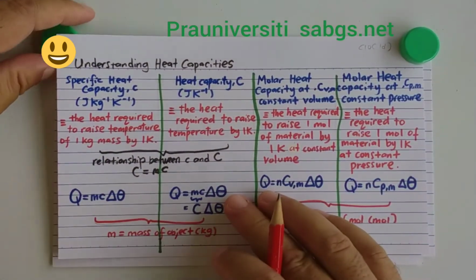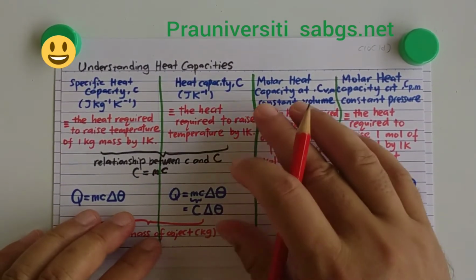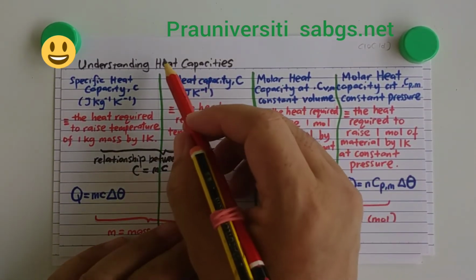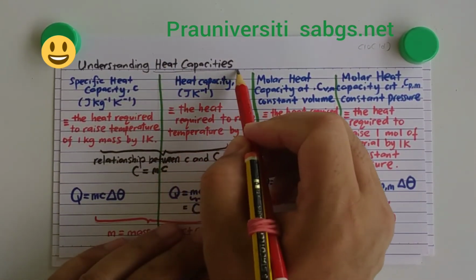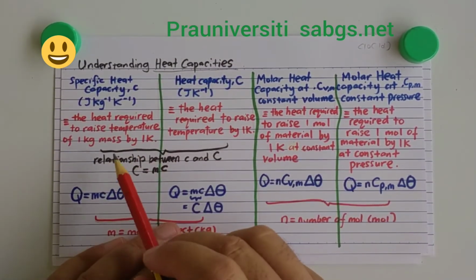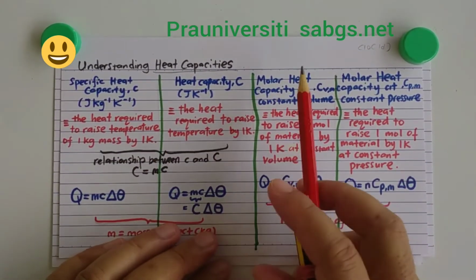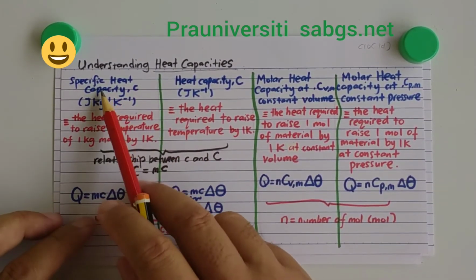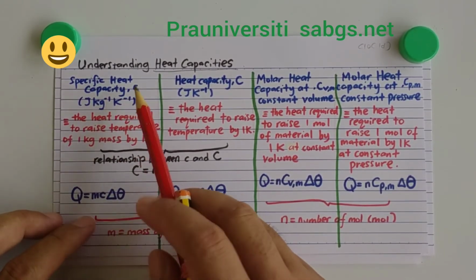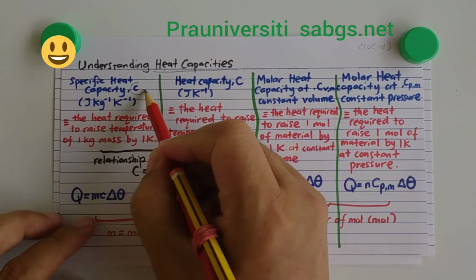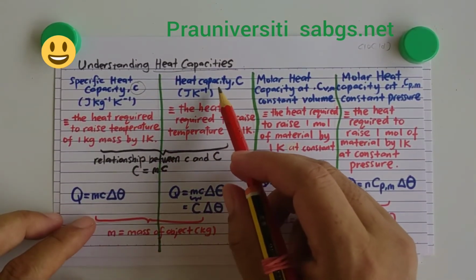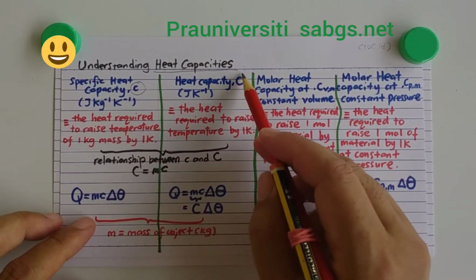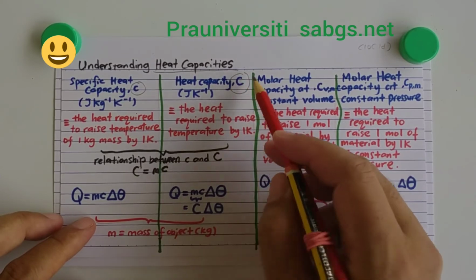Okay. So this one is the most important thing we have to understand. In chapter 10, we need to understand the heat capacities. So we have four types of heat capacities. The first one, we need to understand the specific heat capacity. The symbol is the small c. And then we have another heat capacity, where we don't have the word specific. We have the heat capacity, and the symbol is the big C, capital C.